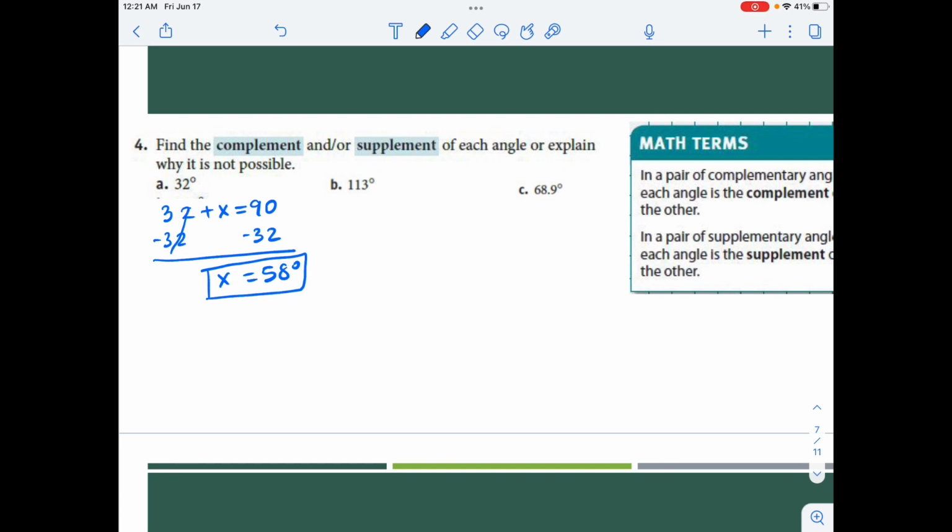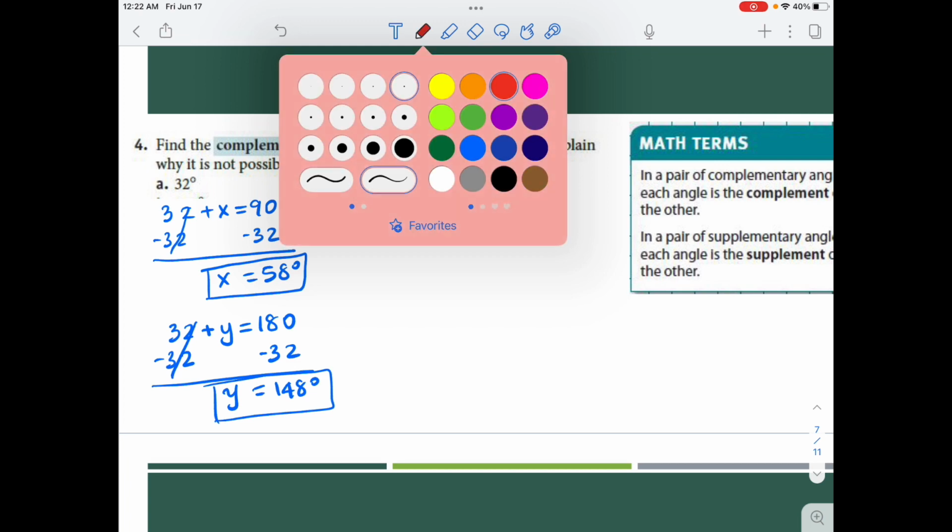Now let's do the same thing for the supplement. Let's call this one y this time, so it's easier to remember. So 32 plus y should be 180. If you subtract 32 from both sides, y will be 148 degrees. So the supplement of 32 degrees is 148 degrees. Okay, so let's move on to B.